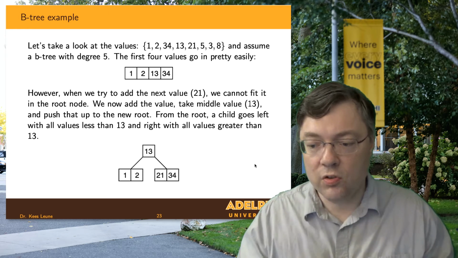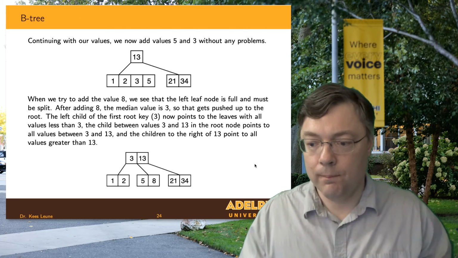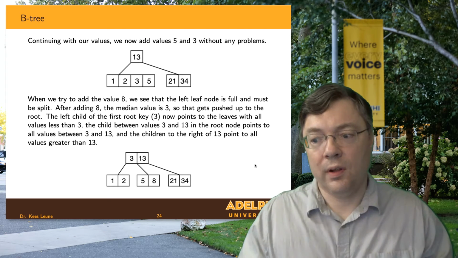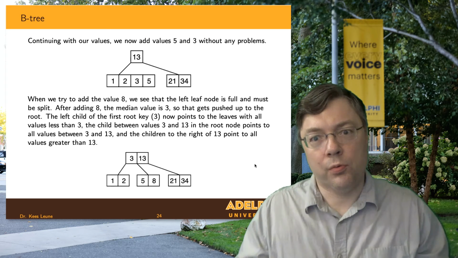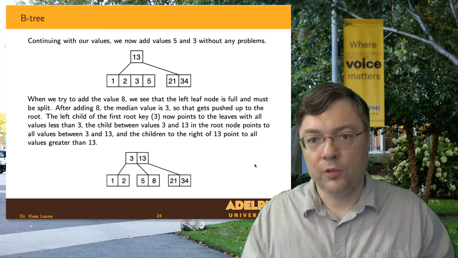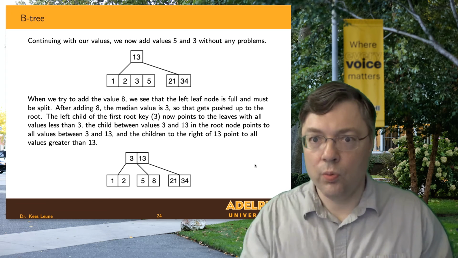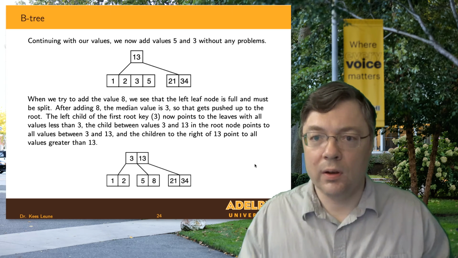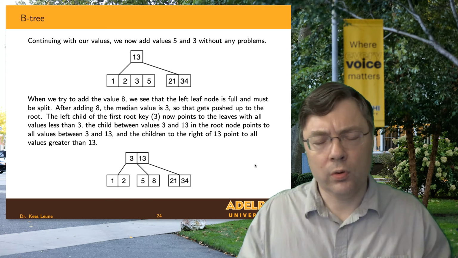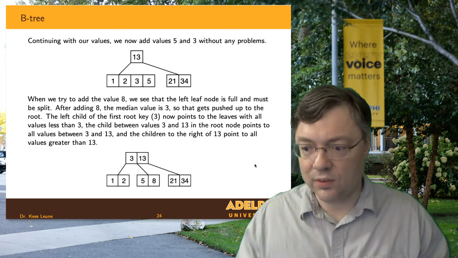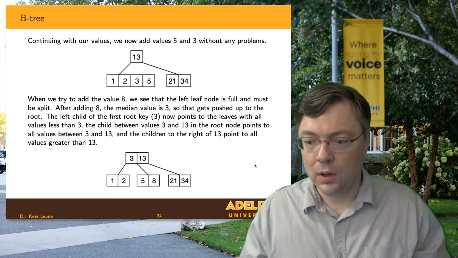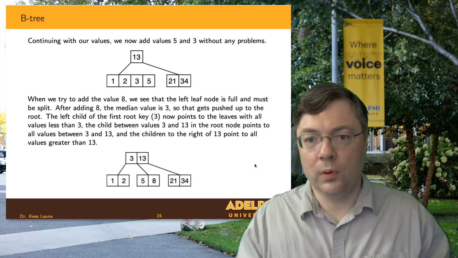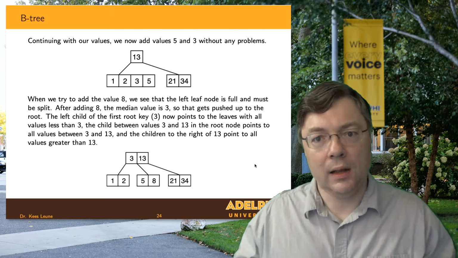And as I continue to add values to my tree, we can now add the values 5 and 3, no problems. 5 and 3 are both less than 13, so they get added to the leaf node that's to the left of 13. Notice that values always get added to the leaves, and then if something pushes up, that happens as a second stage. So now the left leaf node is 1, 2, 3, and 5. The right leaf node is still the same.